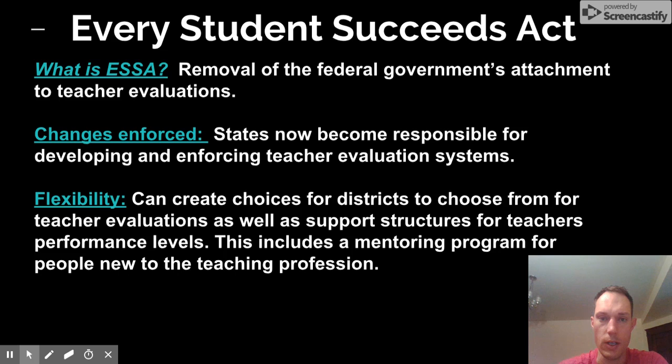Prior to this act, the federal government was heavily involved in teacher evaluations across the nation. These changes allowed states to become responsible for developing and creating new teacher evaluation systems, with the flexibility to choose from types of teacher evaluations and new support structures to increase performance levels of teachers, and that were better suited for their evaluations of these teachers. Our state in Kansas also has a mentoring program attached for new teachers into the profession.